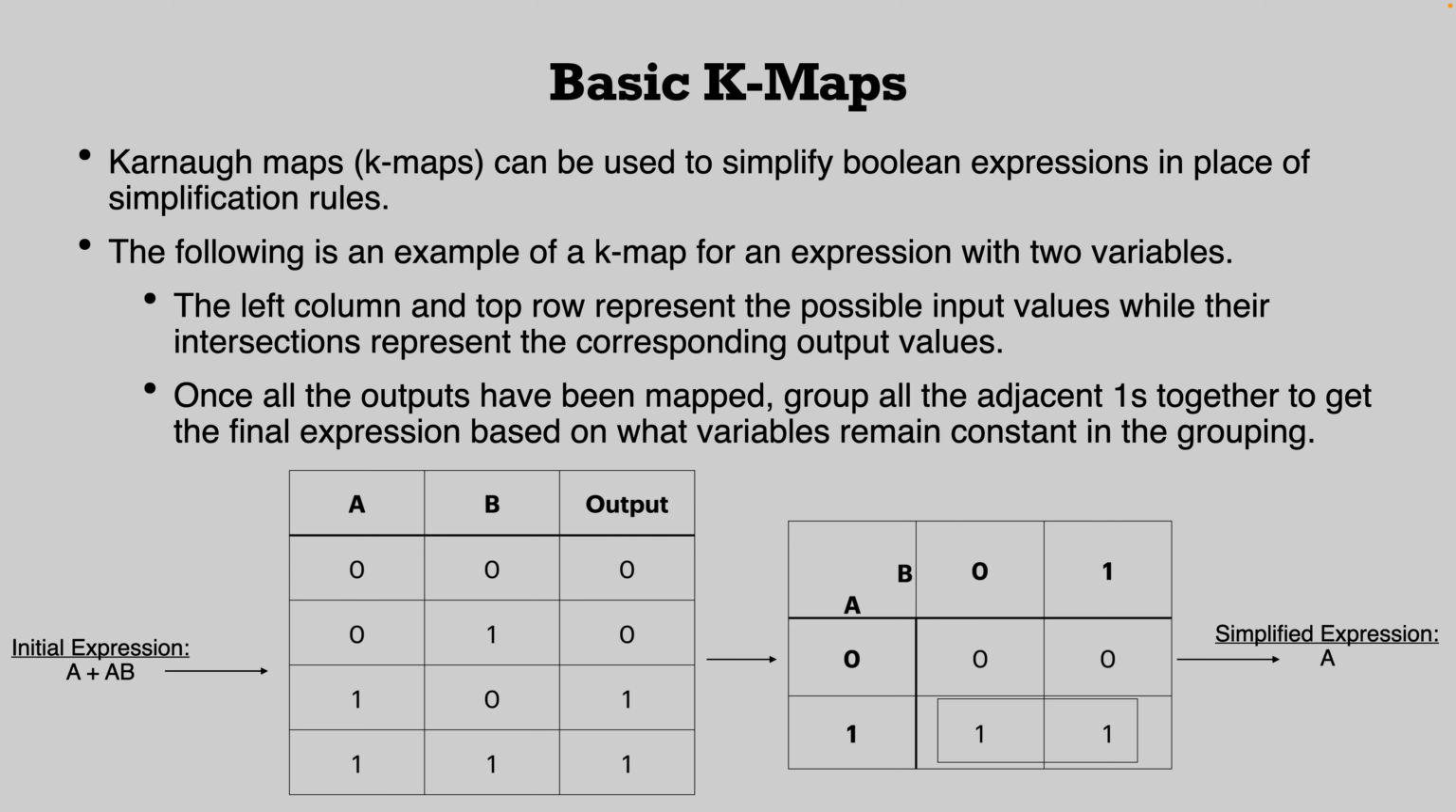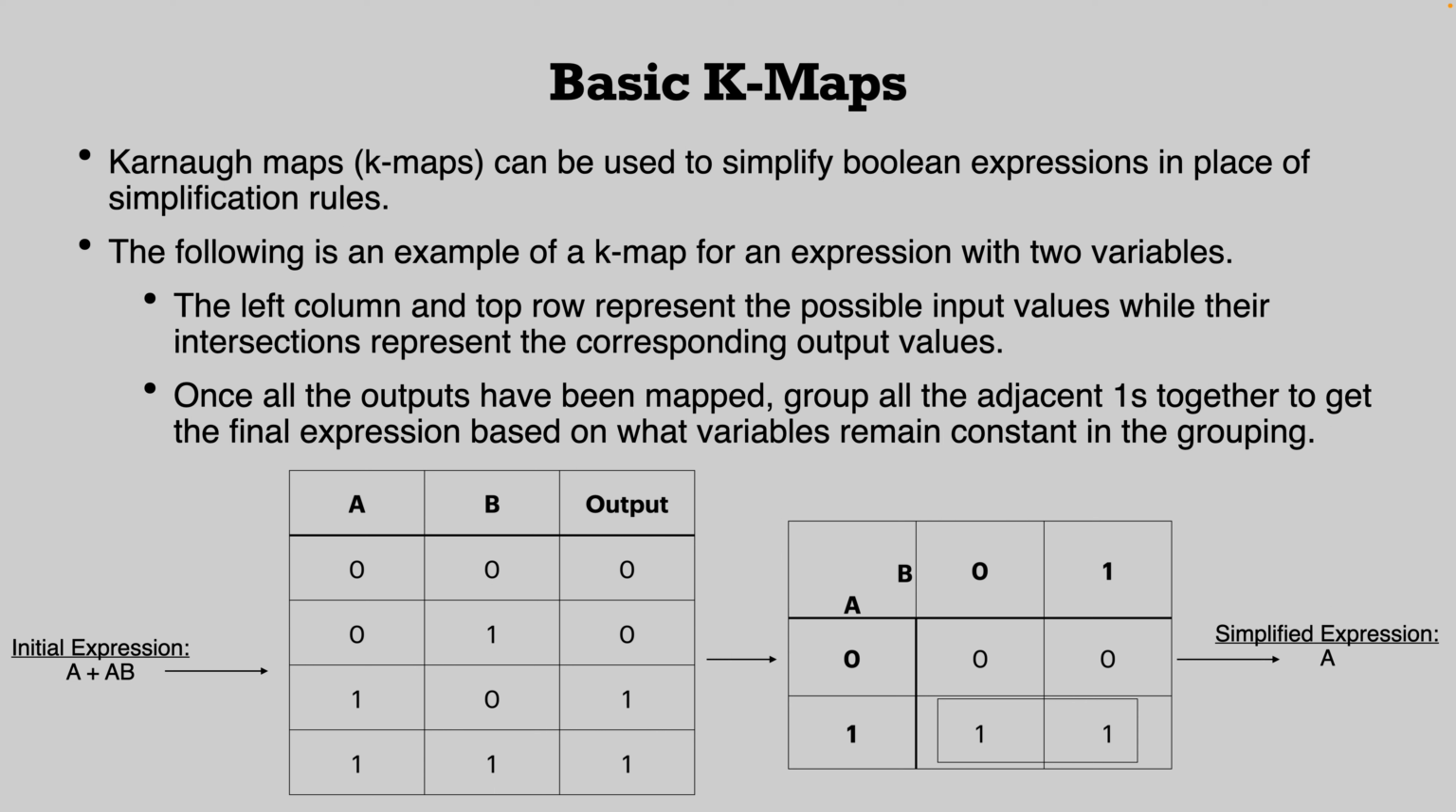Karnaugh maps, otherwise known as K-maps, can be used to simplify Boolean expressions in place of simplification rules. I did another video on those simplification rules if you want to see them, but they won't be necessary for today thanks to the K-map.